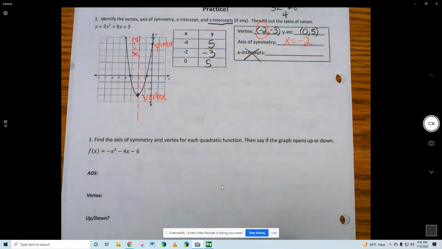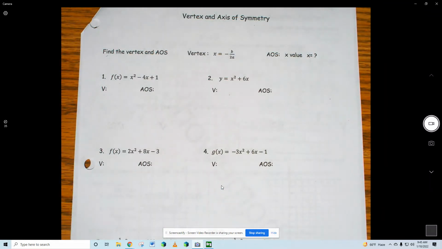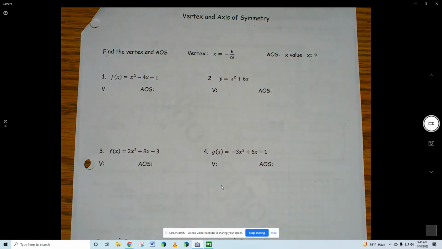Okay, let's do one from your homework. So there's 2 parts to this. I'm going to talk to you about the front side. The back side is you have to make a table of values like we did last week for you.